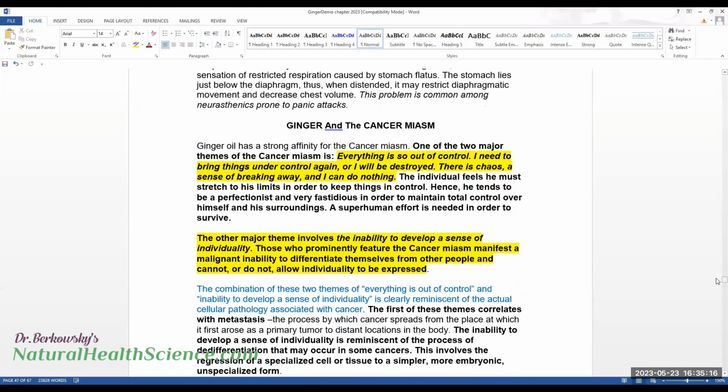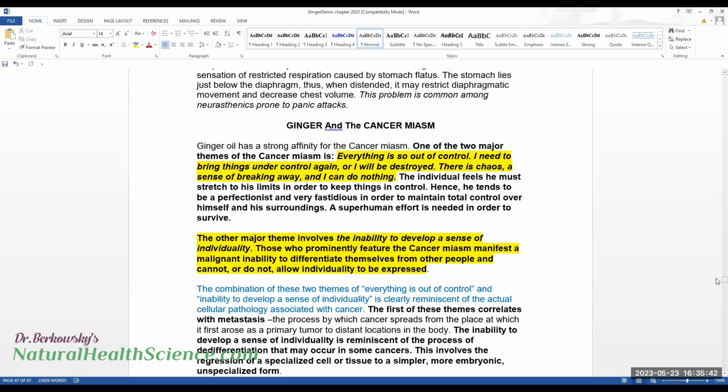So ginger is associated with the cancer miasm. And if you want to know which oils are associated with which miasms, go to the repertory and look at the miasms. The miasms are listed alphabetically, and under each miasm are listed the oils associated with that miasm. So you'll know right away.